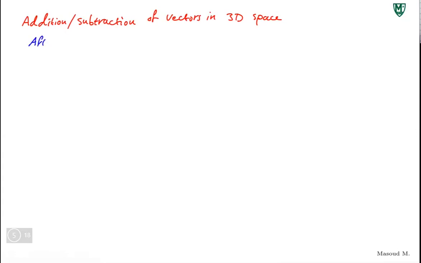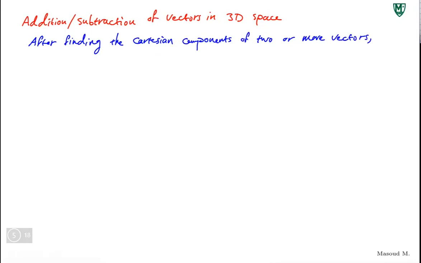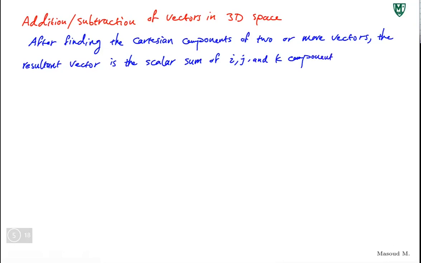So let's put it this way. After finding the Cartesian components of two or more vectors, the resultant vector is the scalar sum, write it this way, of i, j, and k components. I, j, k components. And that's pretty much it.